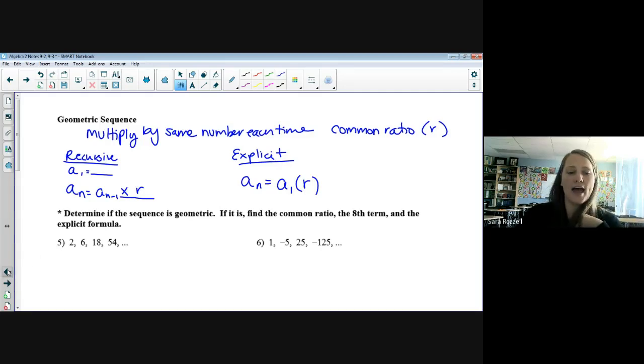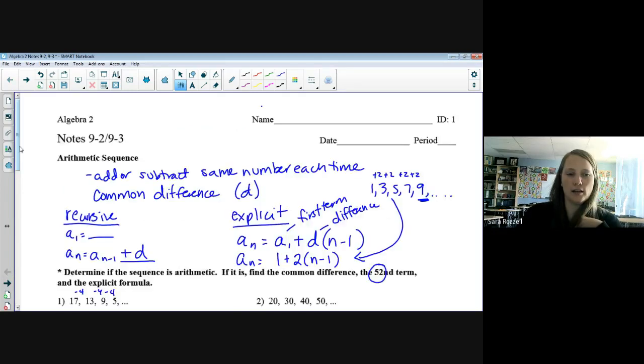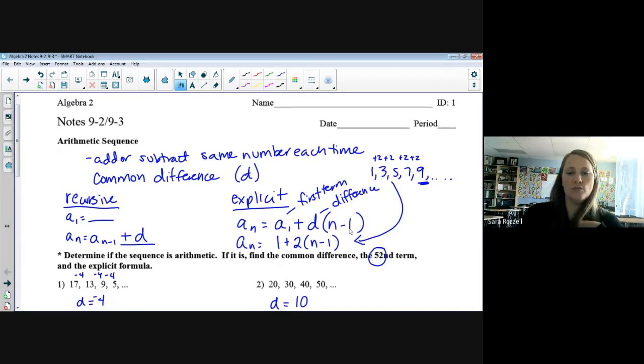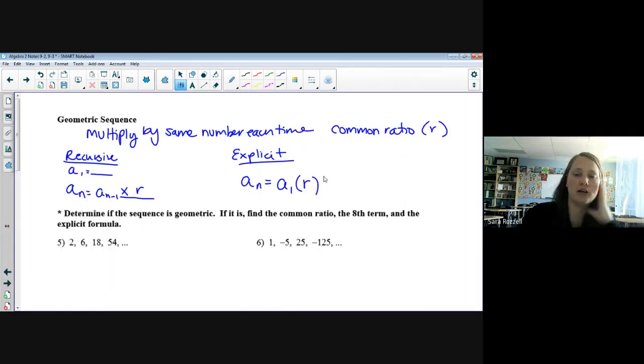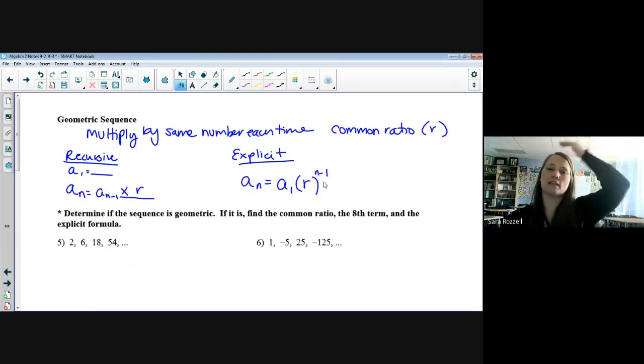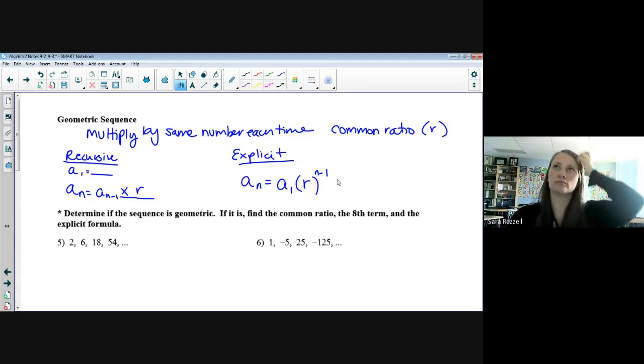What did we add? I'll go back in a second. We added n minus 1 times, right? To get to where we wanted. Same thing with multiplying. We're going to multiply n minus 1 times. But since it's multiplying something, that's going to show up as an exponent. Like if I wanted to multiply something 3 times, it would be that number to the third. If I wanted to multiply it 4 times, it'd be that number to the fourth. So n minus 1 is in the power.